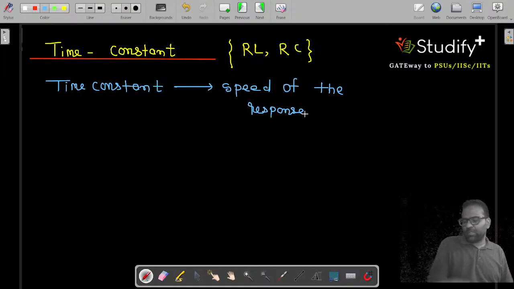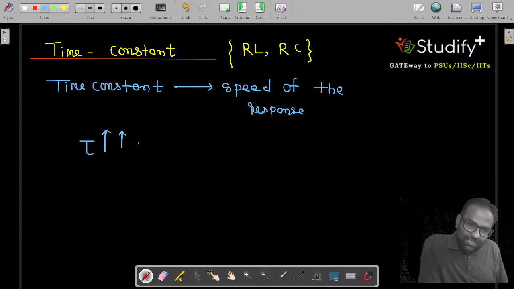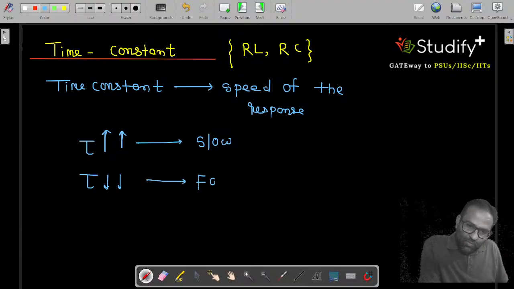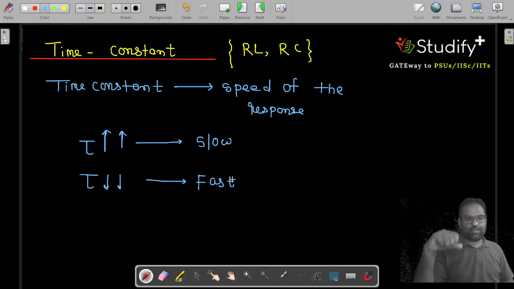I will define the time constant by tau or T. Whenever the value of time constant is high, the nature of response is slow. And whenever the time constant is less, the nature of response is fast. And you can go up to any extent. If time constant is zero, it means the impulsive nature of the response. If time constant is infinite, it means a steady state process is showing.